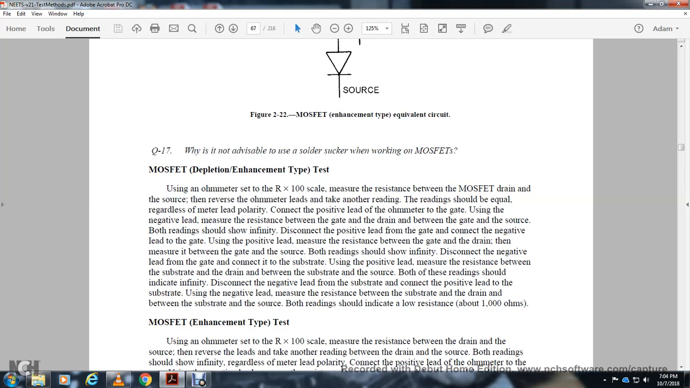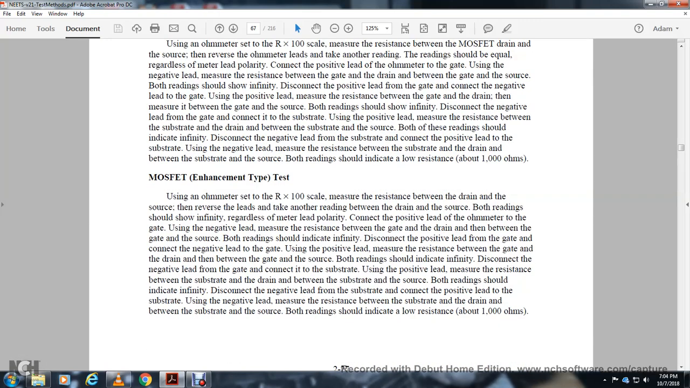Both of the readings should indicate infinity. Disconnect the negative lead from the substrate and connect the positive lead to the substrate with the negative lead. Measure the resistance between the substrate and the drain and between the substrate and the source. Both readings should indicate low resistance, about 1,000 ohms.